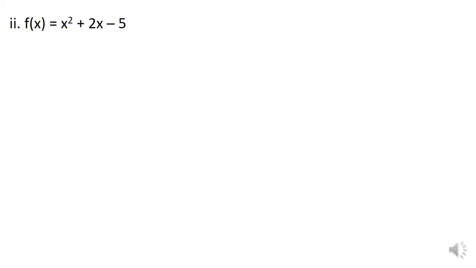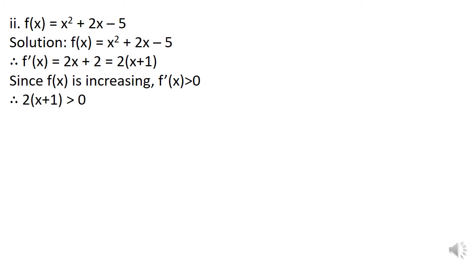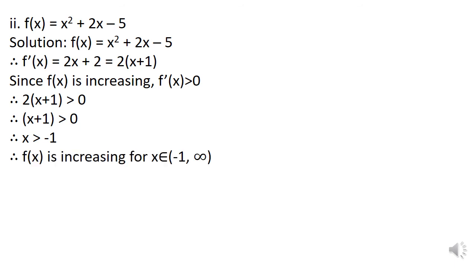The next question: f(x) is x square plus 2x minus 5. So f dash x comes out to be 2x plus 2, or 2 into (x plus 1) by taking 2 common. Now again f(x) is increasing, so we say f dash x is greater than 0. That means 2 into (x plus 1) is greater than 0, or x plus 1 is greater than 0. That means x is greater than minus 1. This we write like this: f(x) is increasing for all values of x which are greater than minus 1. That is, x belongs to the open interval minus 1 up to infinity.